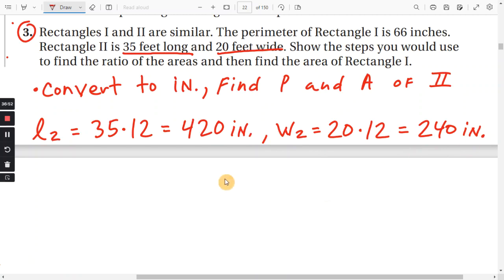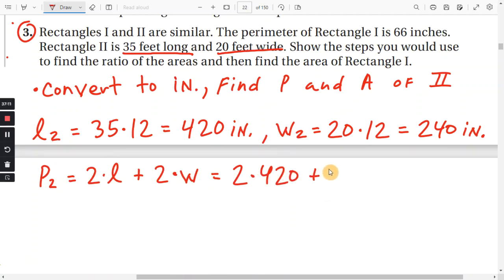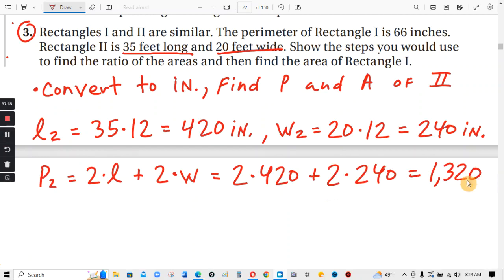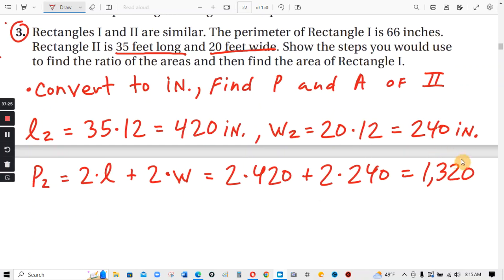All right, so the perimeter for rectangle 2, it's going to be 2 times the length plus 2 times the width because it's a rectangle. So that's going to be 2 times 420 plus 2 times 240. And that equals 1,320. And of course, that is going to be in inches, okay, because it's a perimeter.